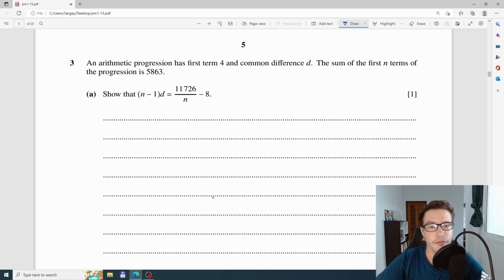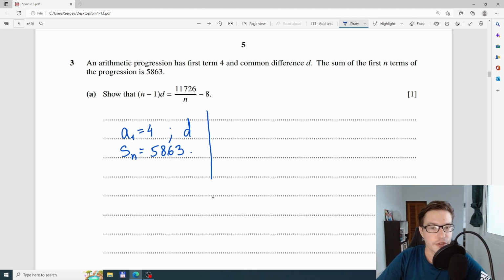Next question is about arithmetic progression. And to start with, let's quickly summarize everything that we're given in the question. We know that the first term is 4. I will say a1 equals to 4. We have a common difference, d. And we know that the sum of the first n terms is 5863. Okay, and on top is what we have to show.